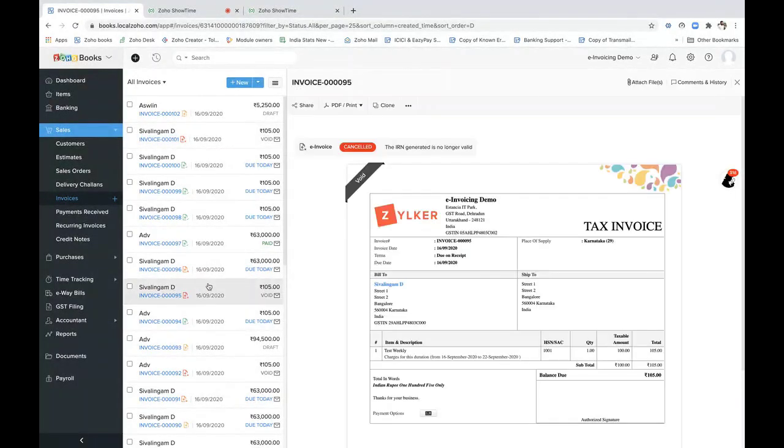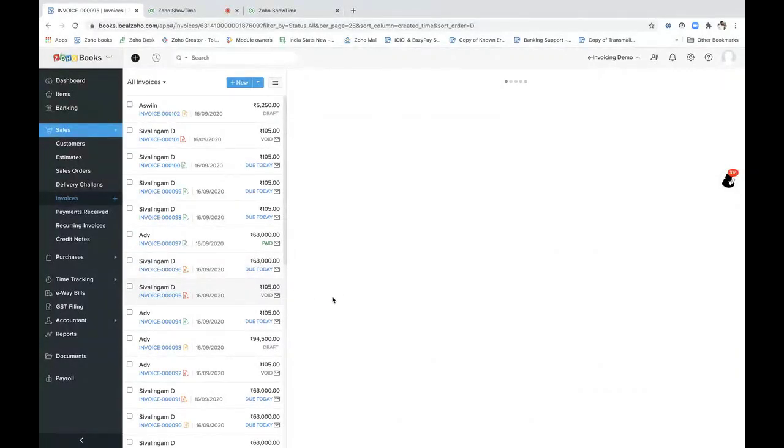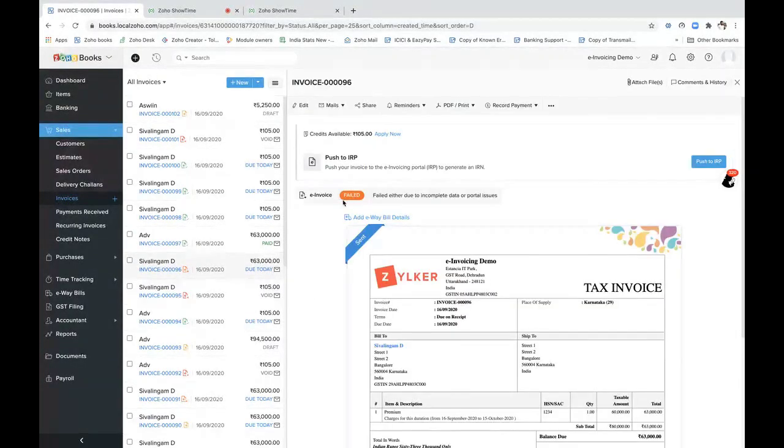And yeah, now what if the IRN is not generated and how do I identify that? So here we do have a status label which says failed either due to the incomplete data or the portal issue, that is the IRP portal issues. Okay, so now we have seen how we create a single invoice.